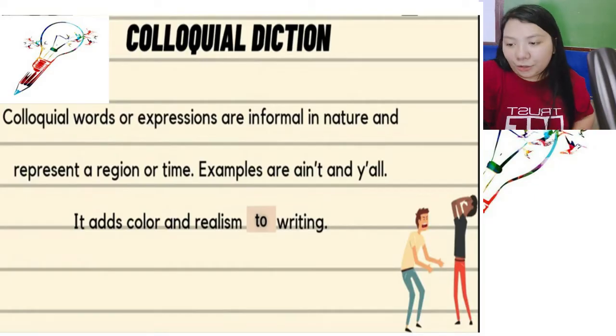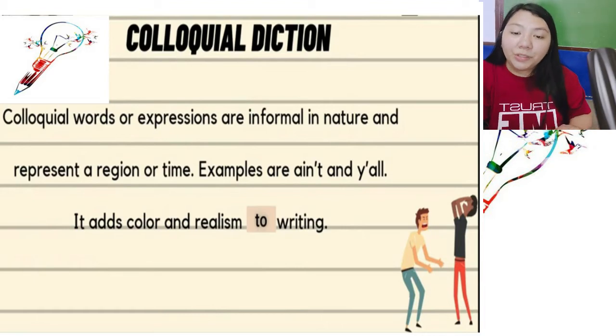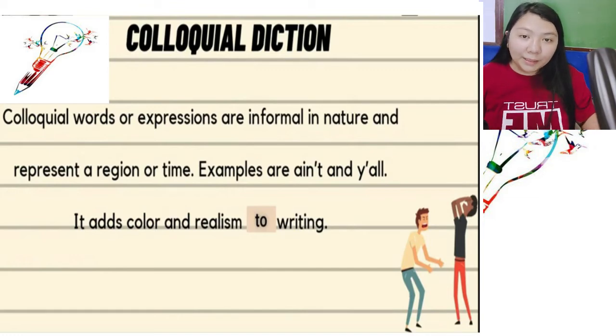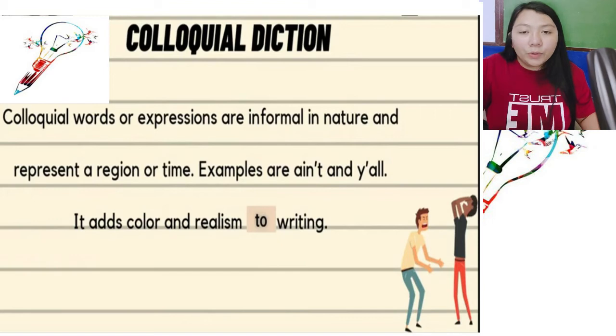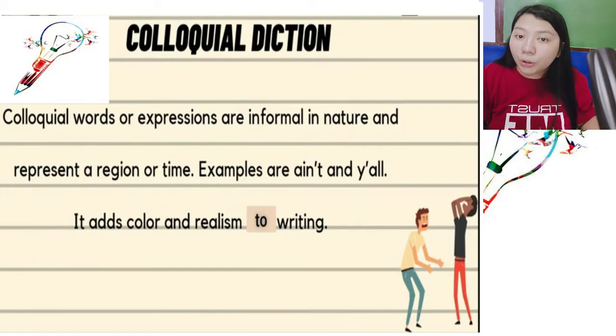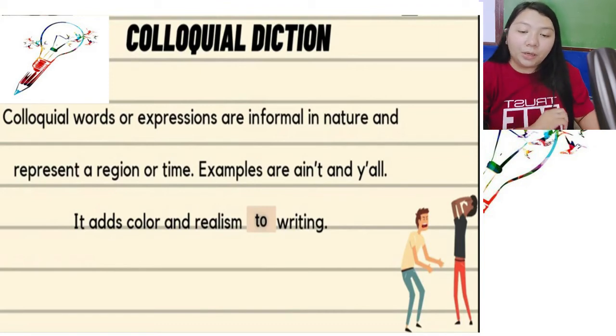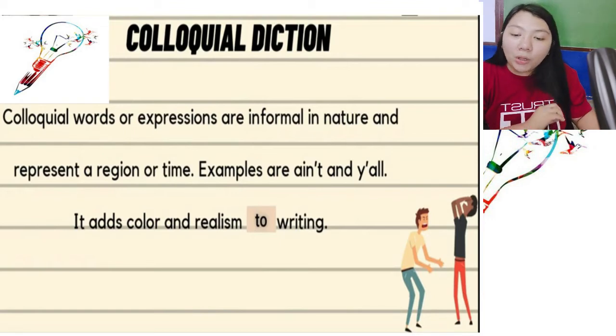Next is colloquial diction. Colloquial words or expressions are informal in nature and represent a region or time. So this is another type of informal diction, but is somehow specific to a certain place, a certain culture, a certain area. So examples are ain't and y'all. Ain't, y'all. It adds color and realism to writing.